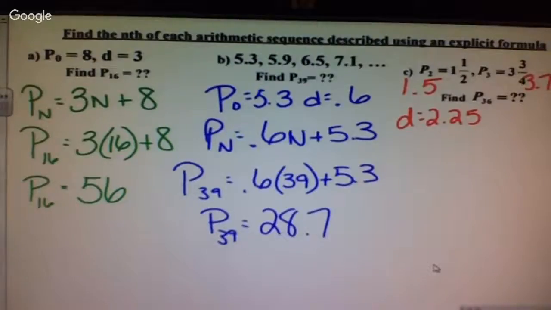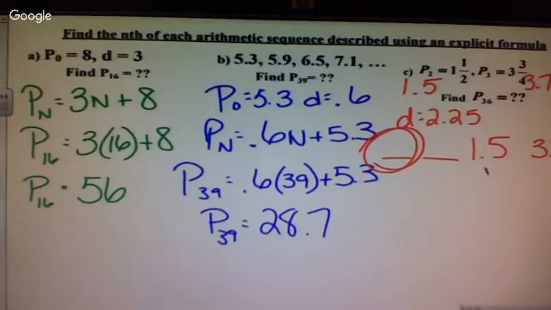Okay, so they give me the second number and the third number. They're one space away from each other. So what I have right now is nothing, nothing. This is 1.5, and this is 3.75. Well, in order to do my equation, I need this number. How do I do that? You subtract it.